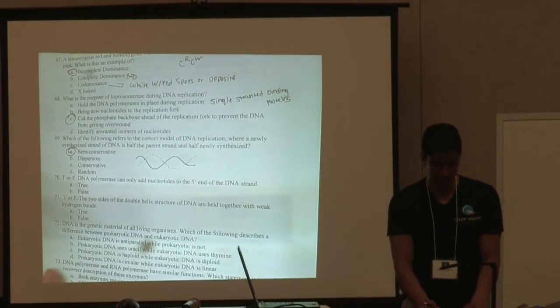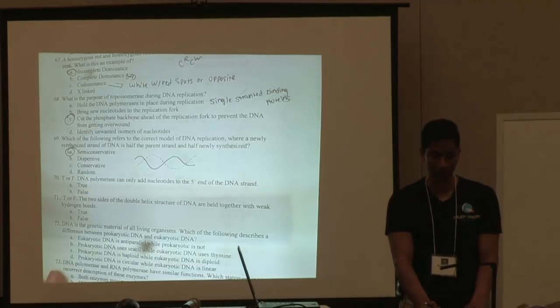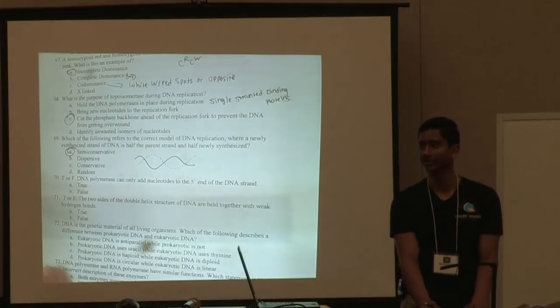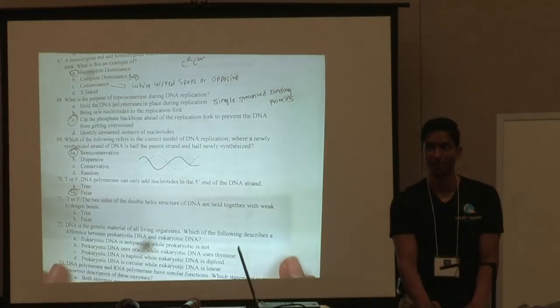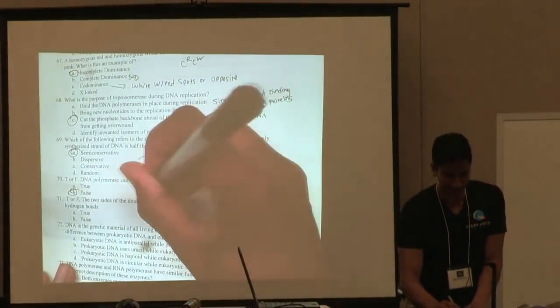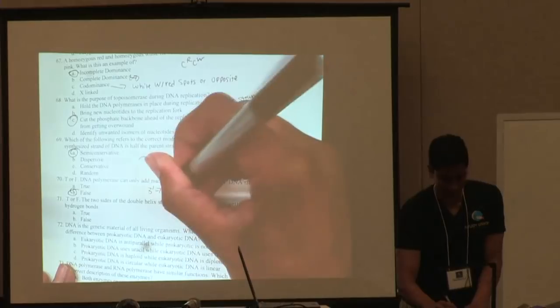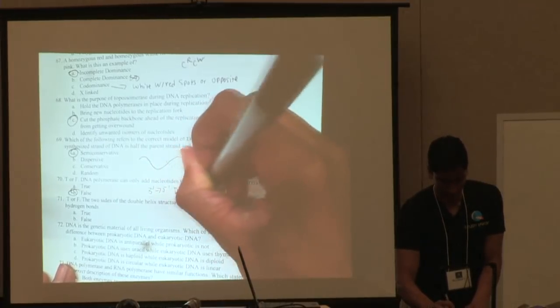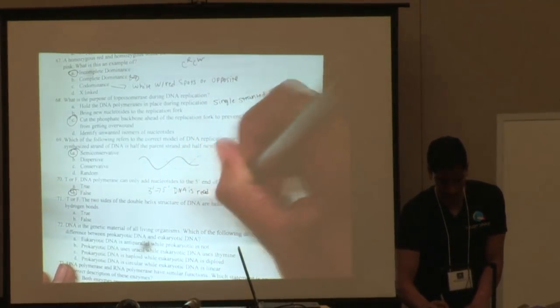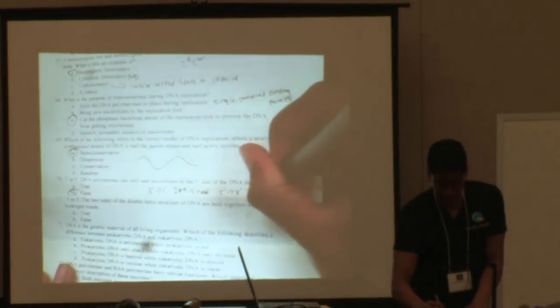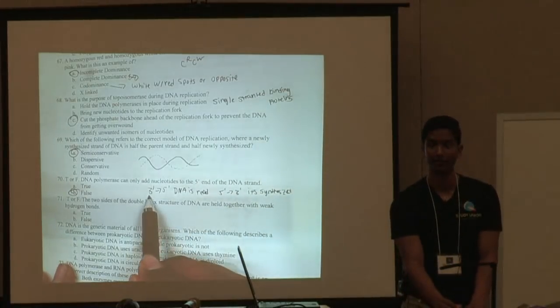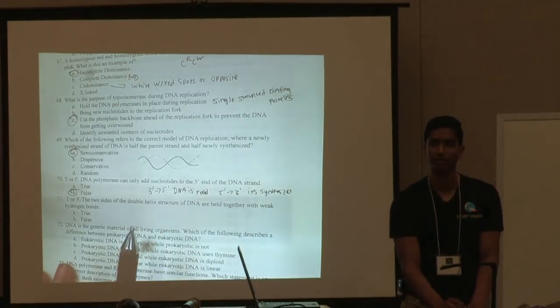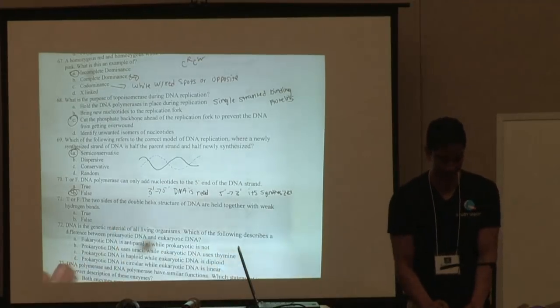All right, true or false? DNA polymerase can only add nucleotides to the 5' end of the DNA strand. True, false, which one? False, right? So DNA is synthesized in what direction? 3 to 5? DNA is read 3 to 5, it's synthesized 5 to 3. So on the template strand, it starts at the 3' end of the DNA strand and works its way, reading the template. So it's the 3'.